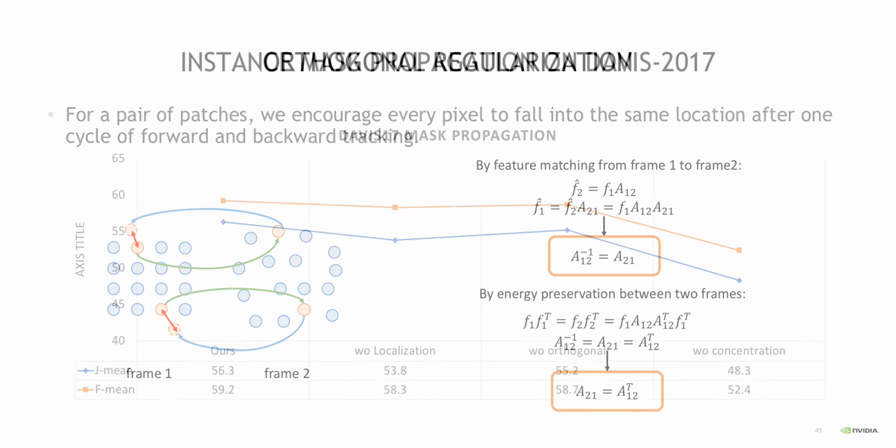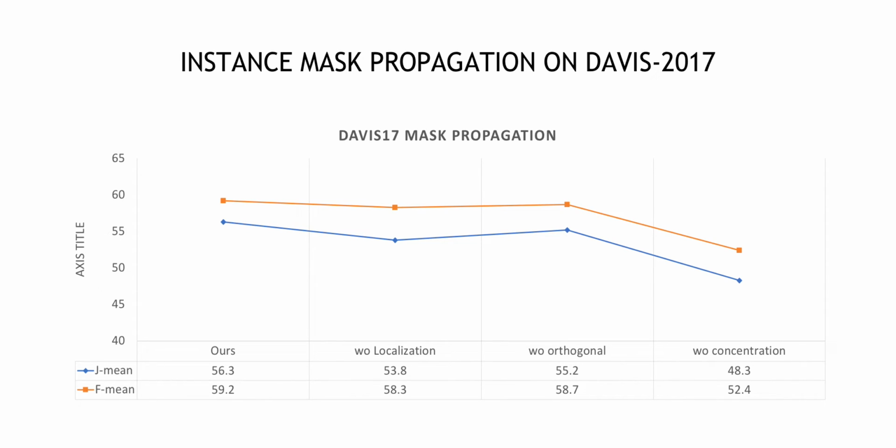Here we show some quantitative ablation studies on the task of instance mask propagation on DAVIS 2017, using the J&F evaluation. The task is to propagate a ground truth segmentation mask from the first frame to the rest, which I will introduce later. We found that by dropping different blocks like the localization module, orthogonal constraint, and the concentration constraint, the performance also decreases consistently, which means all these modules, which I have introduced before, contribute to the video correspondence learning.